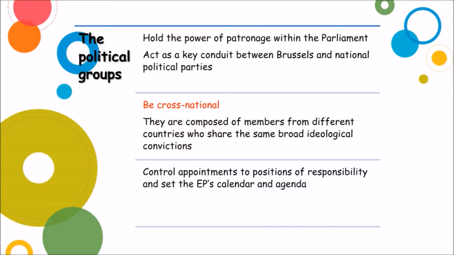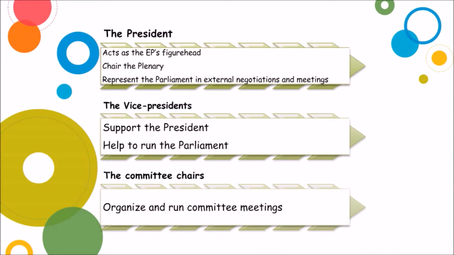The groups play a central role within the EP because they control appointments to positions of responsibility and set the EP's calendar and agenda. As the allocation of posts within the EP is determined by group size, and within the groups by the size of each national delegation, there are strong incentives to keep these groups together, but allotting posts requires intensive intra- and intergroup negotiation and coordination.